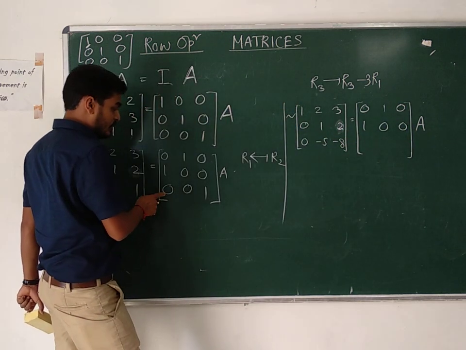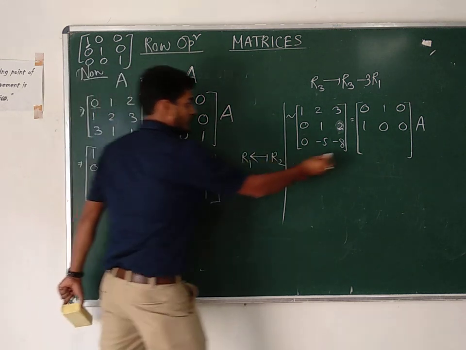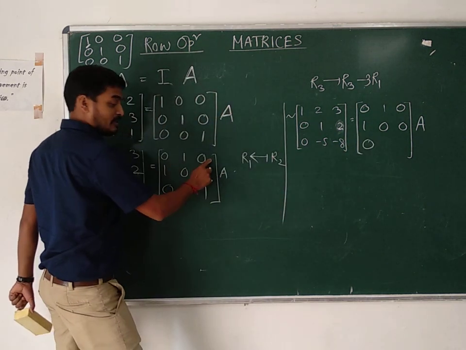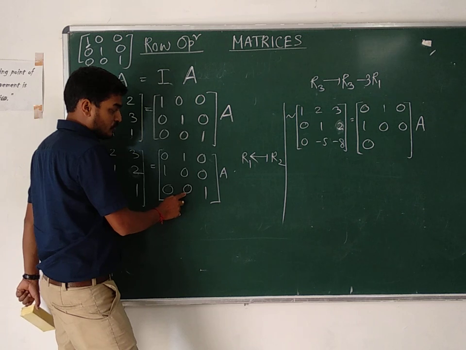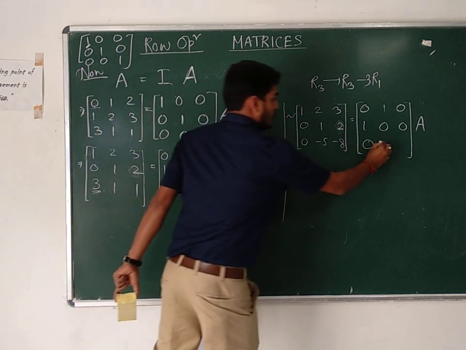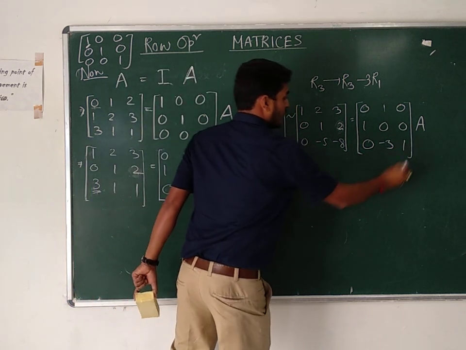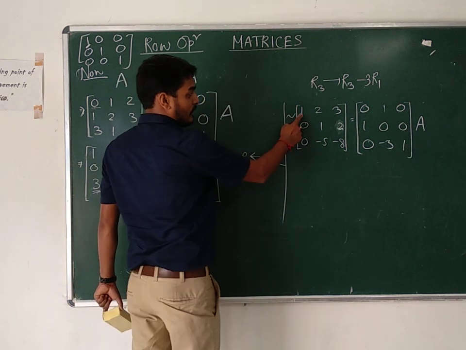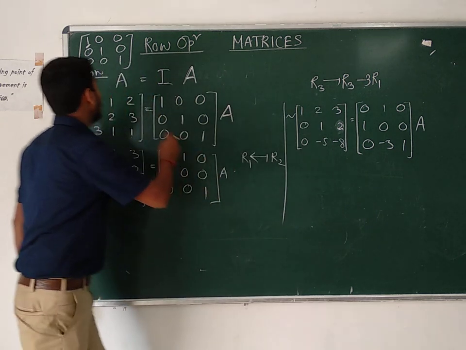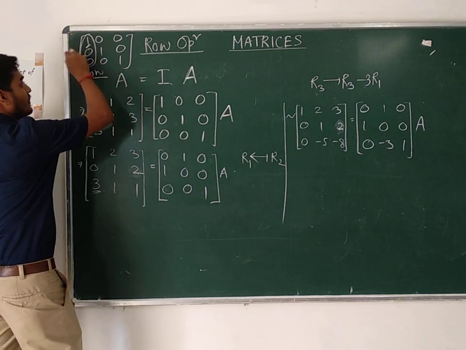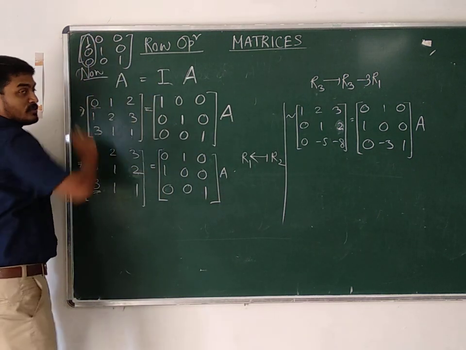Now, R3 minus 3R1: 0 minus 0, it will become 0. 3 multiplied by 0, minus 3, it will be minus 3. And 1 minus 0, it will be 1. What about the next operation? It is 1 only, it is 0 only, 0 only. Now we come to the primary. Now, either we will make it 0 or this one is 0.